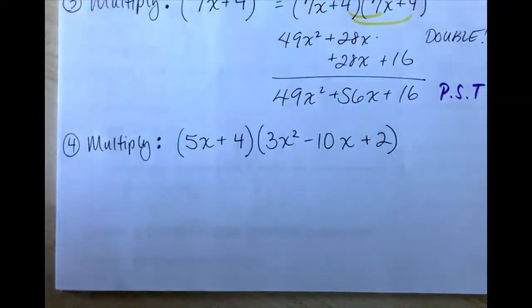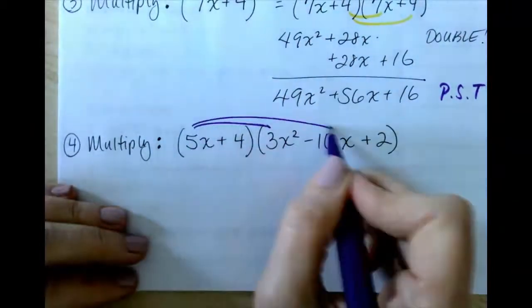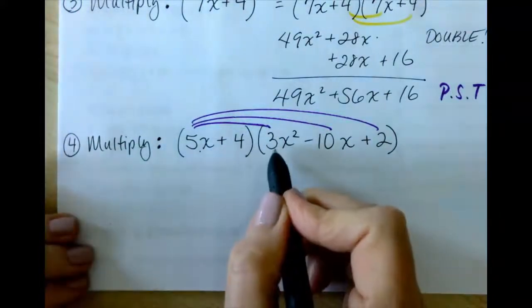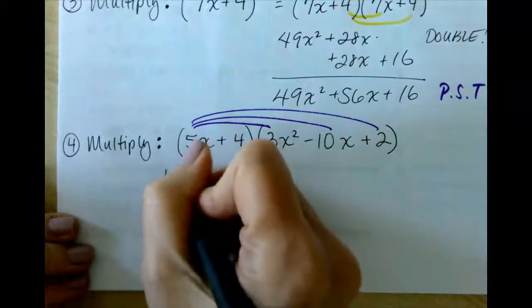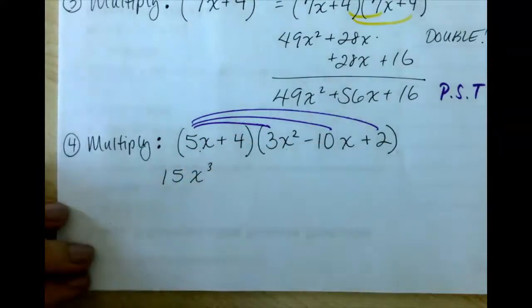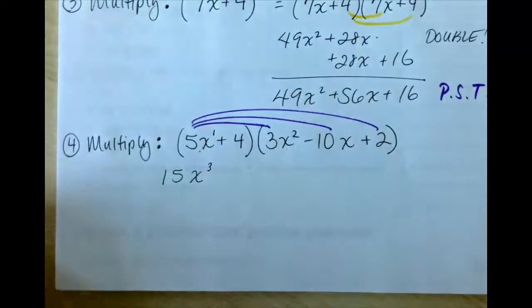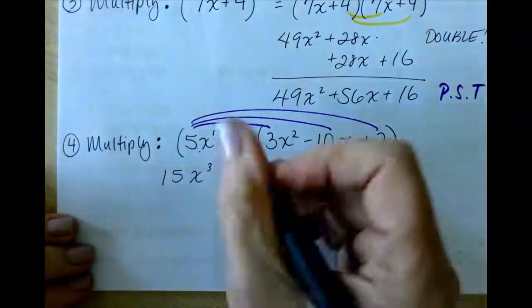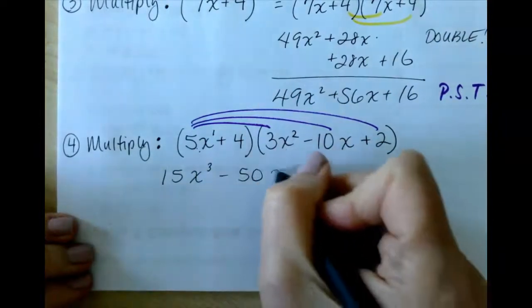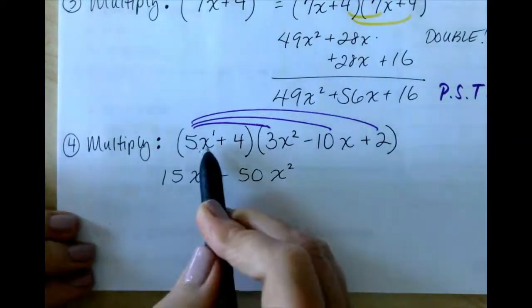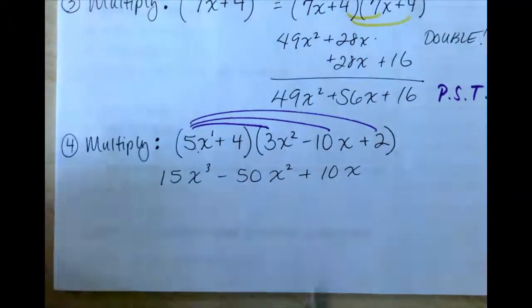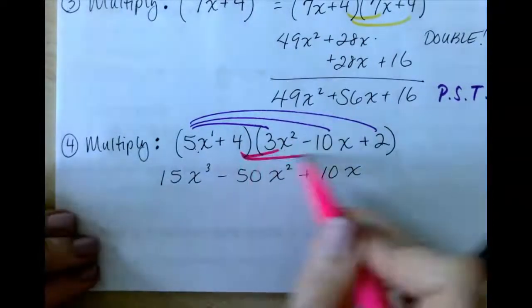So we're still going to use the distributive property twice. First, let's take the 5x through. 5x times 3x squared is 15x to the third. Remember to add those exponents when you multiply. 5x times negative 10x is negative 50x squared. 5x times 2 is plus 10x. We took the 5x through. Now we're going to take the 4 through.